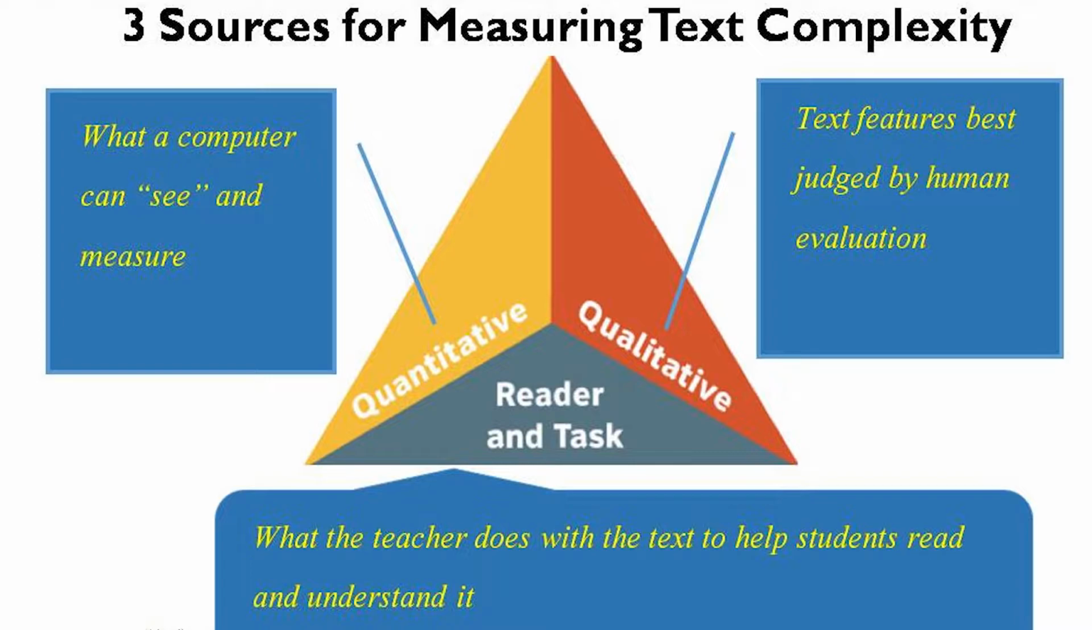What are the components of this model? First, we have the quantitative measures, what we can count and compute, and maybe what a computer can see and measure. The qualitative measures, or text features that are best judged by human evaluation. Then, of course, specifically, the teacher who knows her students. And the third component is reader and task measures. So what the teacher does with the text in order to help students read and understand it. So you have quantitative, qualitative, and reader and task demands.